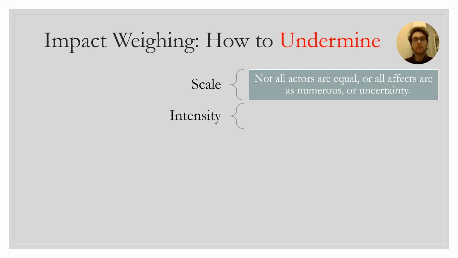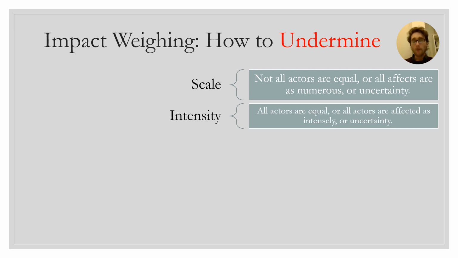Hopefully that makes sense. In terms of intensity, so if you're trying to undermine intensity weighing, obviously you have to instantiate that all actors are equal, which you should have done if you're weighing against intensity, but you also have to explain why all actors are affected to the same degree. Similarly, quite intuitive, trying to wash out the idea that intensity is a delta in the debate, as in a difference in the debate. Or once again, you claim uncertainty.